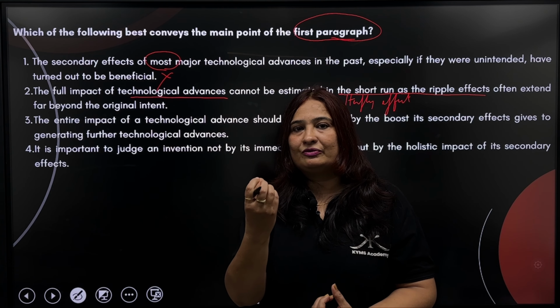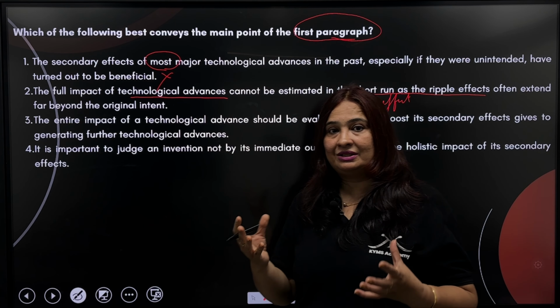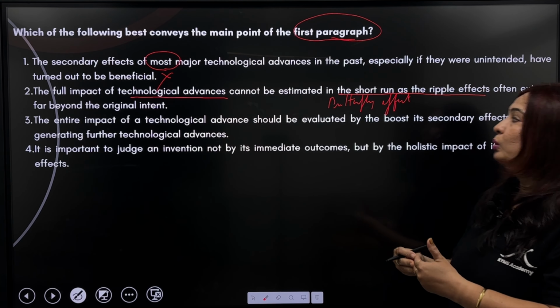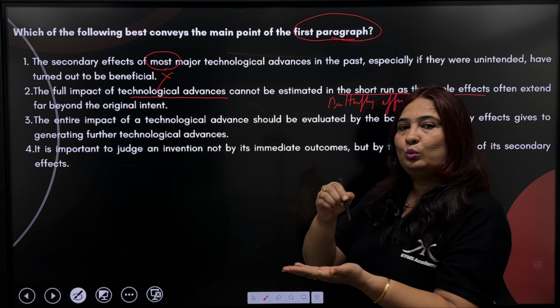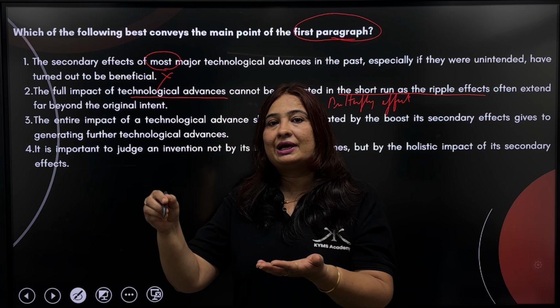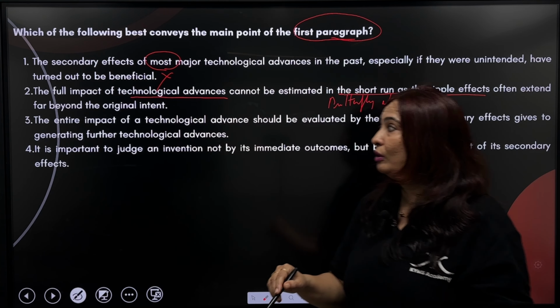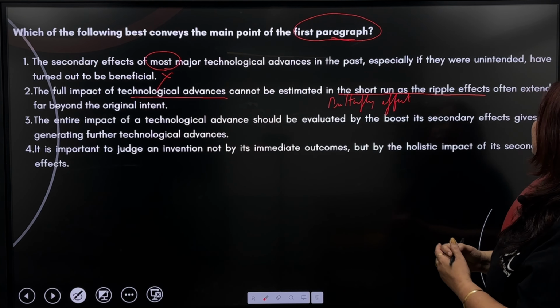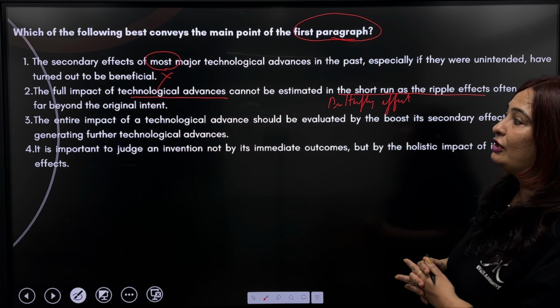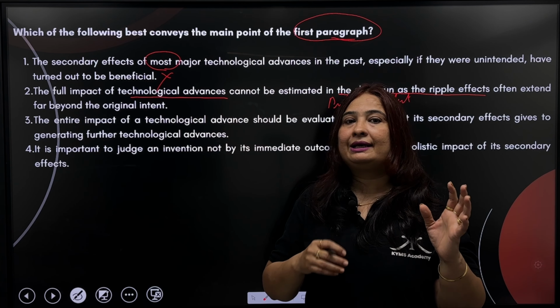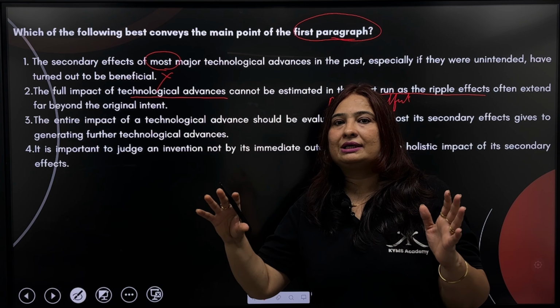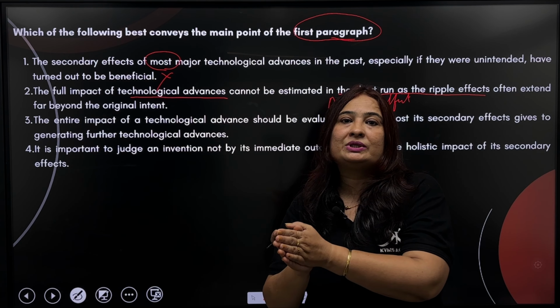Okay, so one reaction, second reaction, third reaction. So this is how the ripple effects work. Basically the same process goes with the butterfly effect also, when one reaction is giving rise to another reaction, and this is how the chain reaction is formed. So yes, we are also talking about the ripple effects over here, which often extend far beyond the original intent. तो जो हमारा intended thing था उसके बिल्कुल अगेंस्ट जाकर हमारे unintended consequences आ रहे थे.